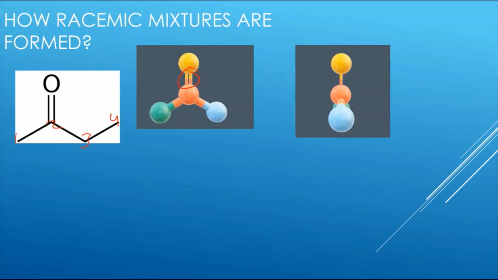So for example, if the double bond is being attacked by a nucleophile, so an electron pair donor, for example a hydride ion, so that's a nucleophile. What happens is, because we have access to that double bond from either side, it can be attacked from this side or that side. So for example, the hydride ion can attack the double bond from this side, from the left side, and it can attack the double bond from the right side.